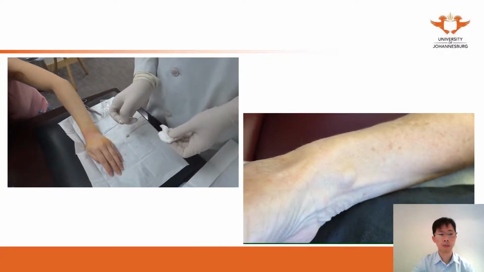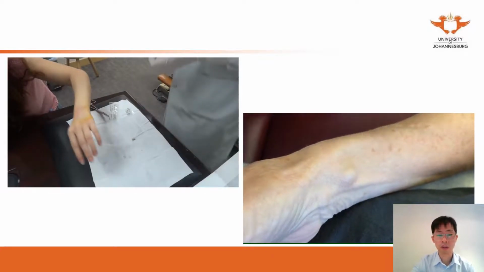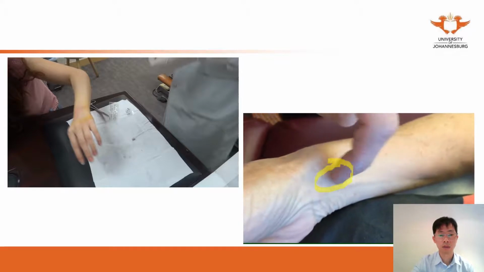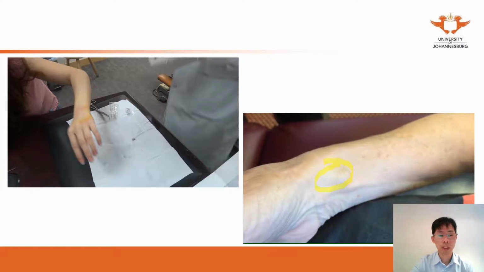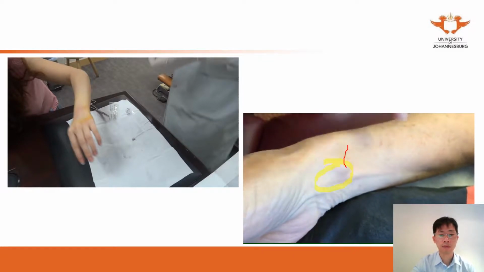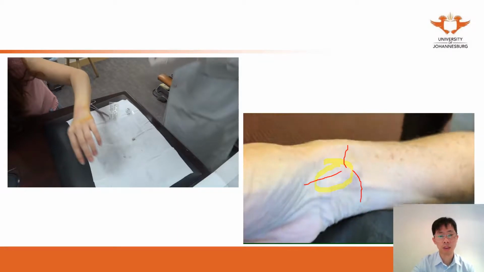And then the third one, in a different area, this is in this part. Similar to the previous one, you put your thumb here. You see, later you put your thumb here and you push towards the hand.